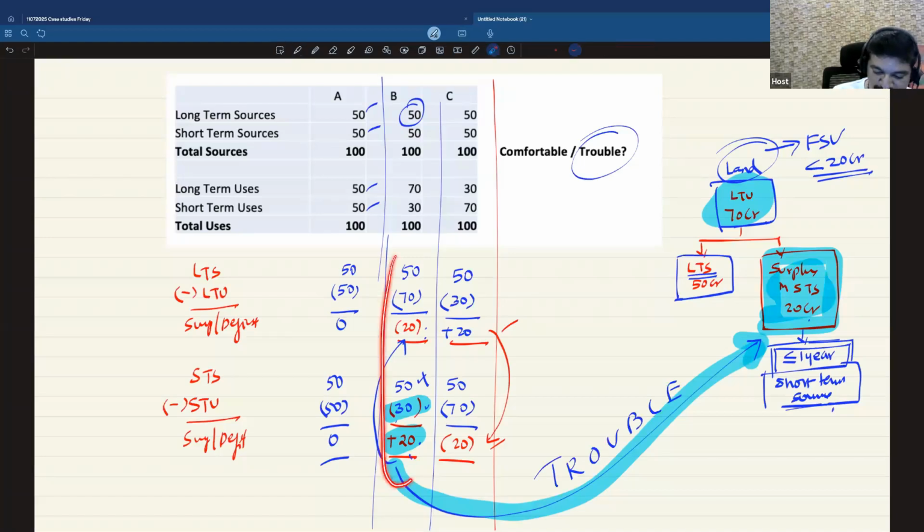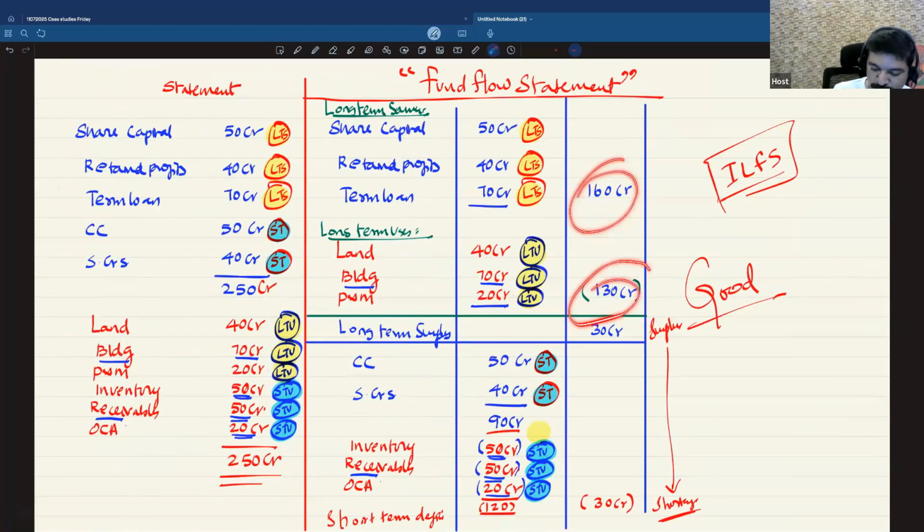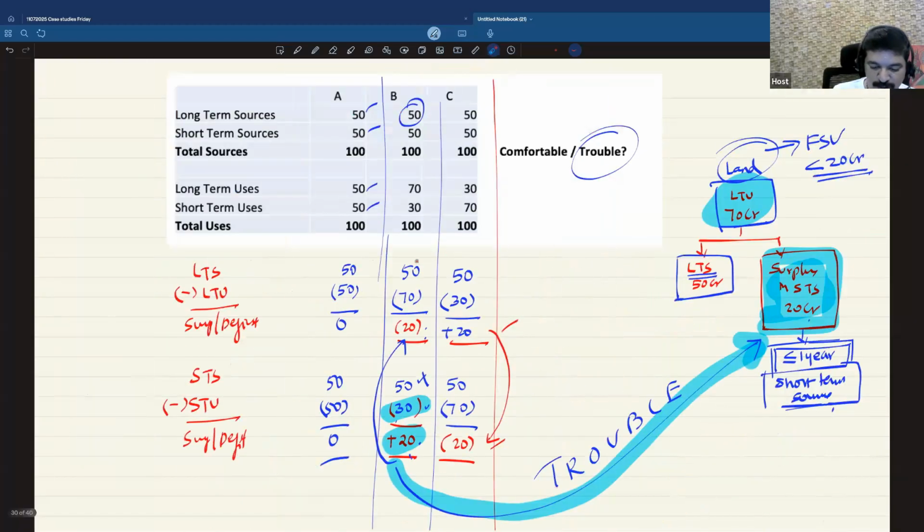You are getting this picture literally from the fund flow statement. Because this is the fund flow statement, no? I told you the fund flow statement will show you long-term sources and uses. It will show you whether there is a surplus or deficit. And here, when you compared the long-term source and use, you noticed there is a deficit.